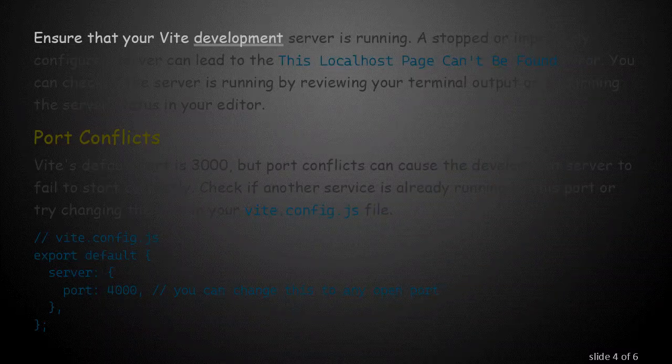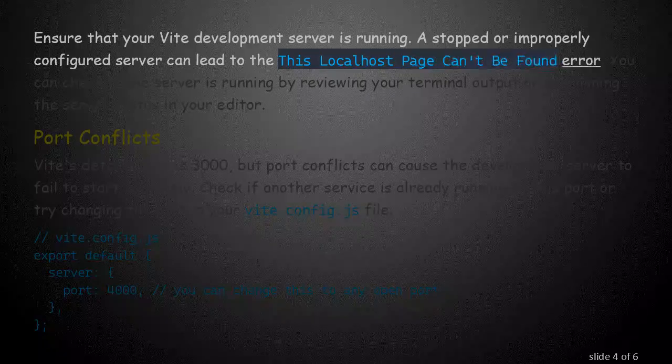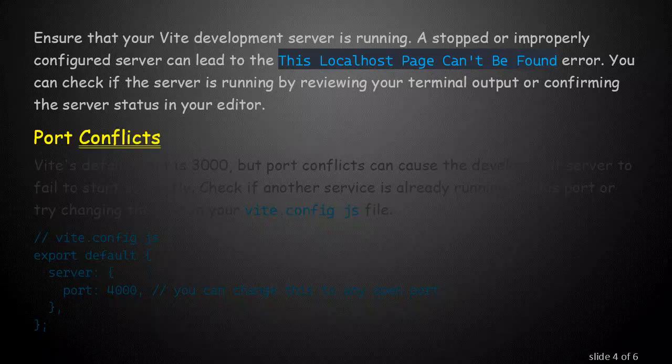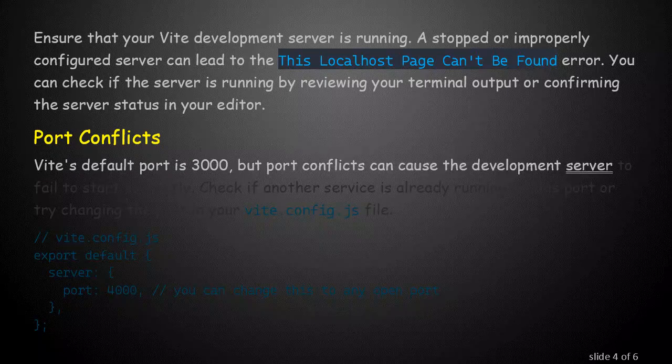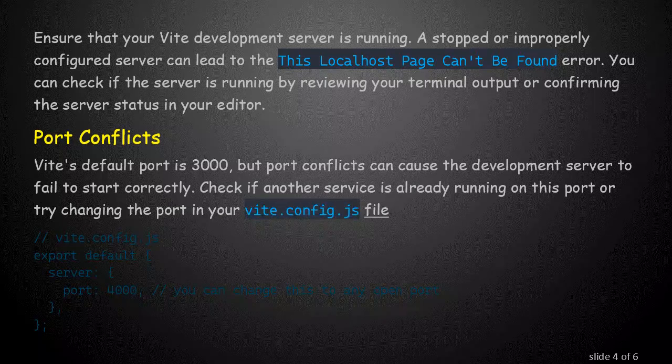Ensure that your Vite development server is running. A stopped or improperly configured server can lead to the "This Localhost page can't be found" error. You can check if the server is running by reviewing your terminal output or confirming the server status in your editor. Port conflicts. Vite's default port is 3000, but port conflicts can cause the development server to fail to start correctly. Check if another service is already running on this port or try changing the port in your vite.config.js file.